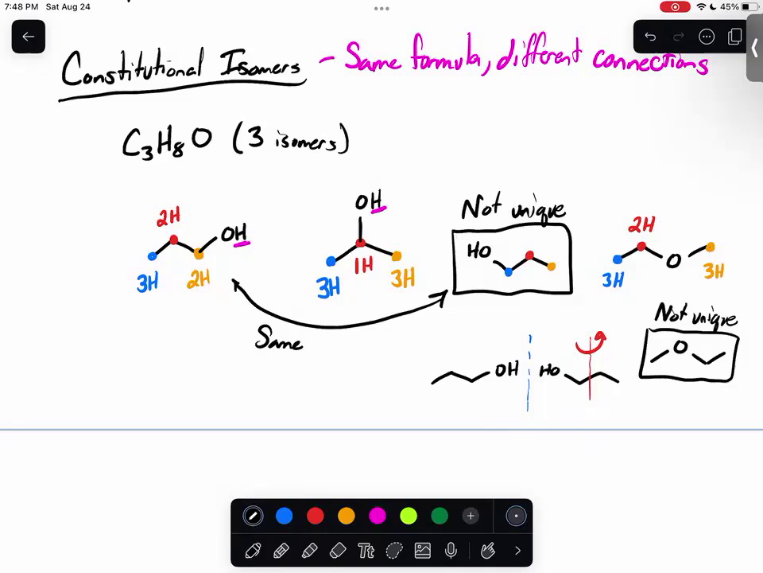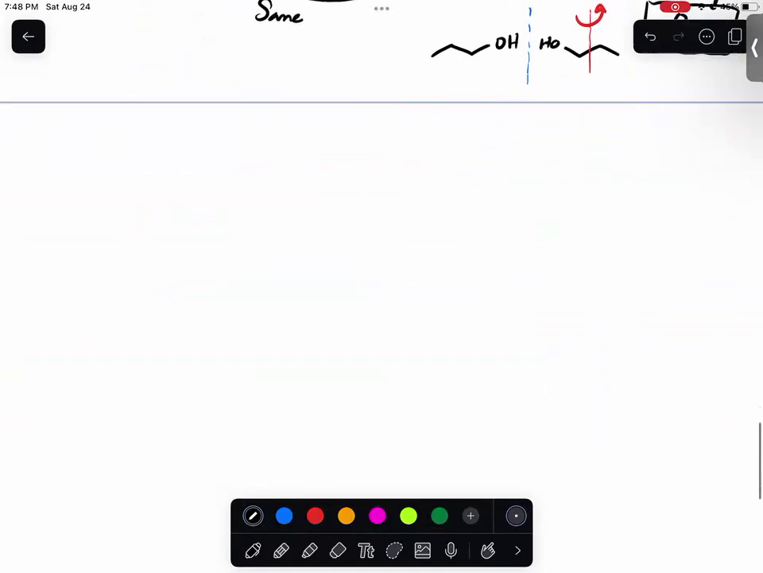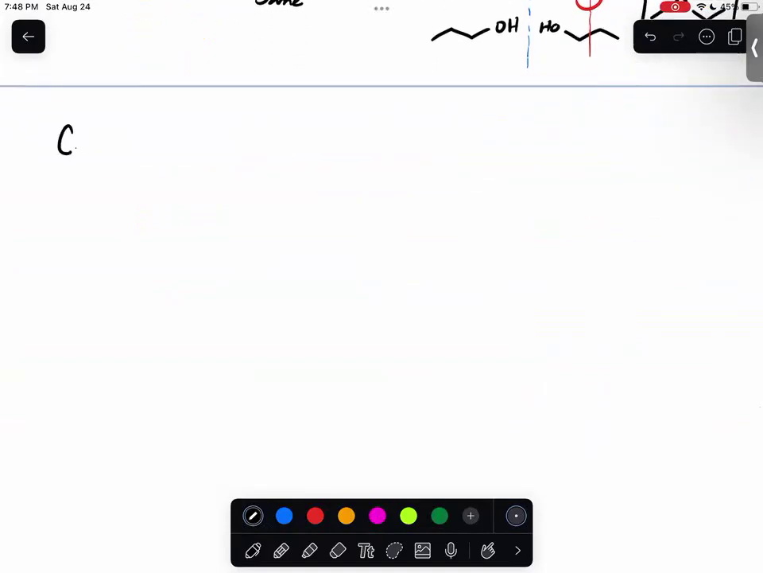And we'll start to see this come a little bit in a couple of weeks when we start looking at things that are going to look very similar, but you're going to have to be able to tell when they are actually different. All right, let's take a look at a second set of constitutional isomers because there is another lesson that we can learn from these. And this one is going to be C3H5N. And I'll tell you right off the bat that this has four isomers. So let's take a look at what those actually are.